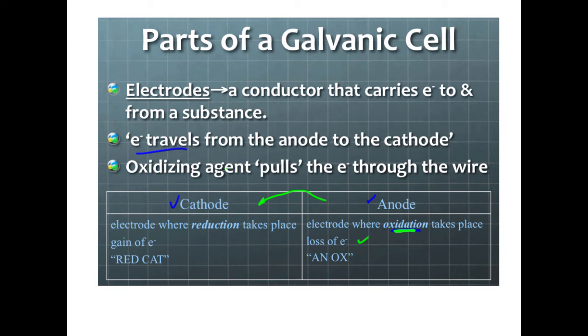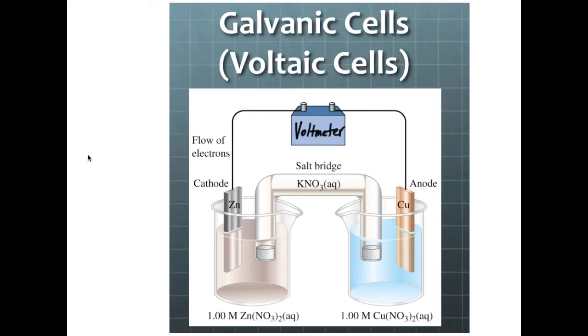Again, I'm using the terms oxidizing agent and reducing agent, but you can think of the cathode as pulling electrons, if you want to change this to cathode. I don't know why they're removing that term. It's a really good term to know, but we're not going to focus on it right now. So you can think of the cathode as pulling, or you can think of the anode as pushing electrons through the wire. So this is a better representation of our cell.